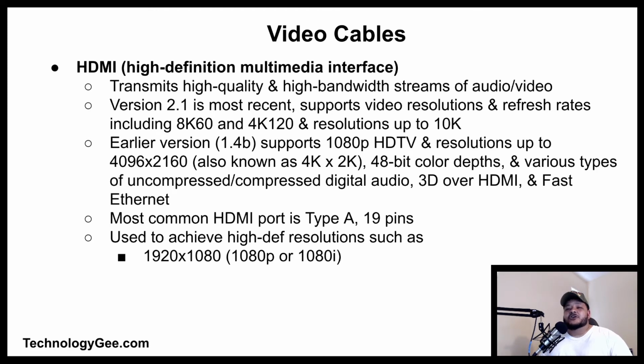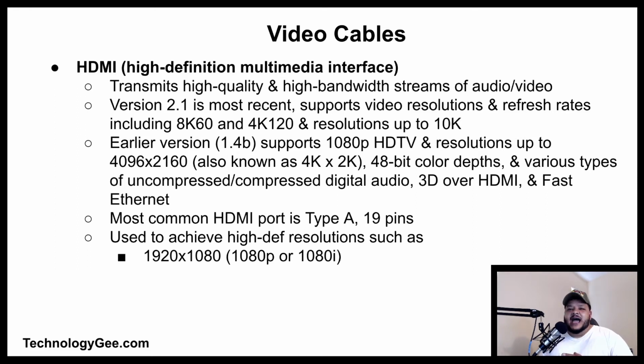HDMI is available in various versions, but older HDMI cables might not support advanced functions such as 3D or resolutions beyond 1080p. The most recent HDMI standard, which is version 2.1, supports video resolutions and refresh rates, including 8K 60 and 4K 120, as well as resolutions up to 10K. The earlier version, which was version 1.4b, supports 1080p HD TV and resolutions up to 4096 by 2160, which is also known as 4K by 2K, 48-bit color depths, various types of uncompressed and compressed digital audio, 3D over HDMI, and fast Ethernet. The most common HDMI port is Type A, which has 19 pins.